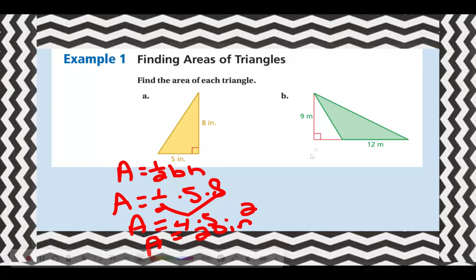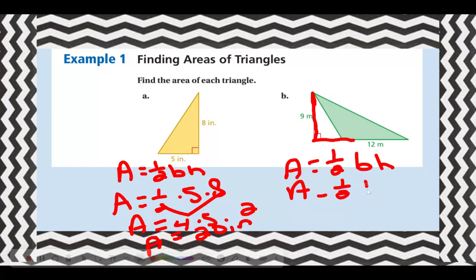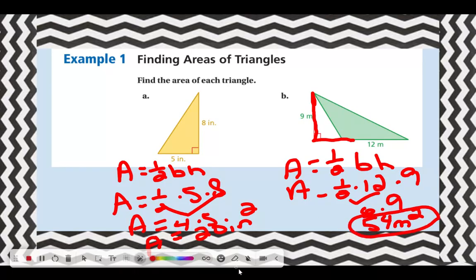Okay, great job. Okay, so once again, I see a triangle. Area equals 1/2 times base times height. The base and the height is where the 90-degree angle is made to the base. So there's the height line. So area equals 1/2 times 12 times 9. Half of 12 is 6. 6 times 9 is 54. 54 meters squared is our label. Great job.